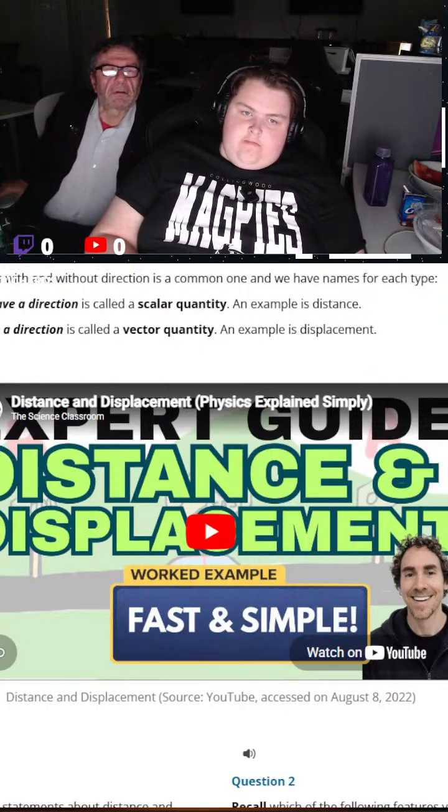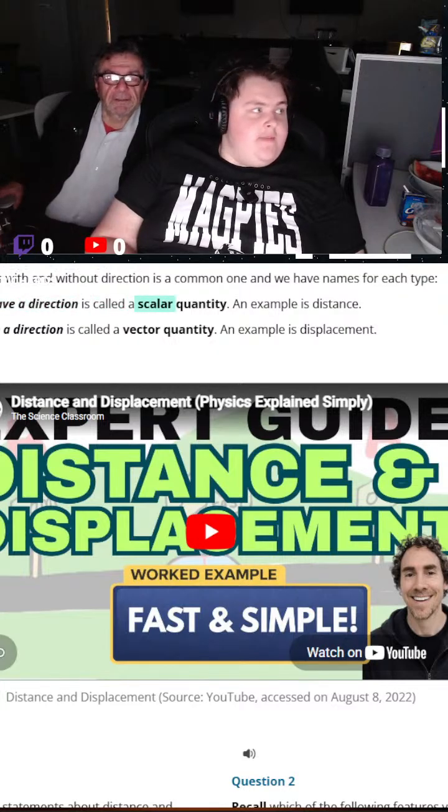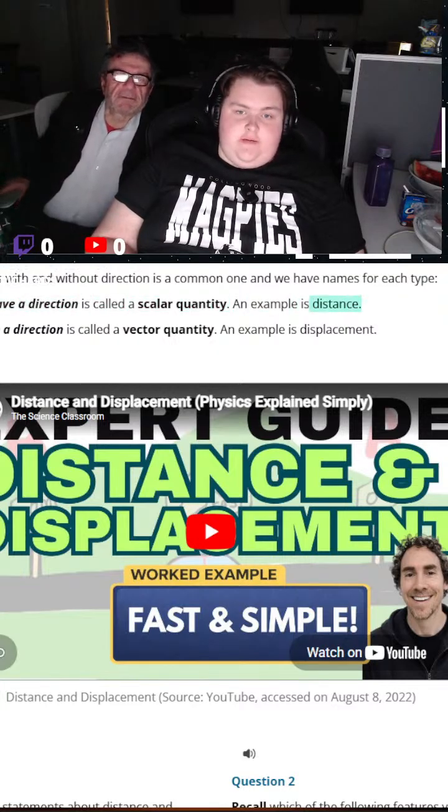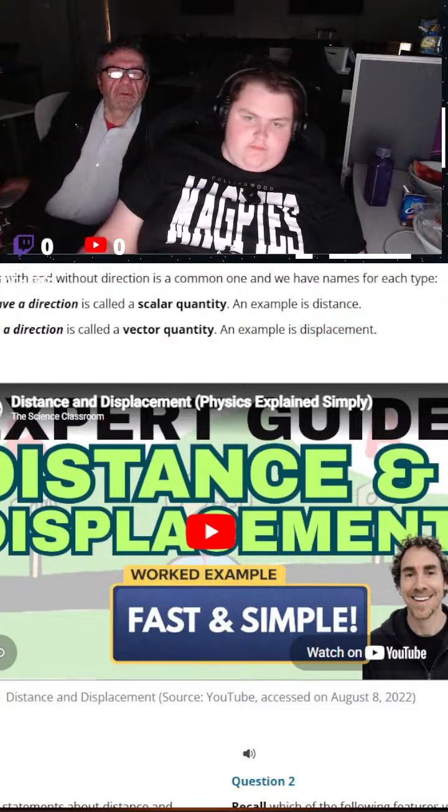The distinction between quantities with and without direction is a common one, and we have names for each type. A quantity that cannot have a direction is called a scalar quantity. An example is distance. A quantity that does have a direction is called a vector quantity. An example is displacement. Okay.